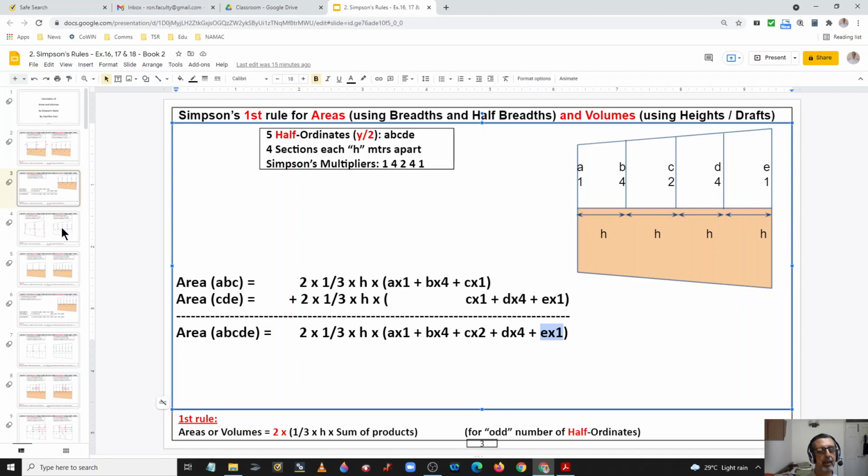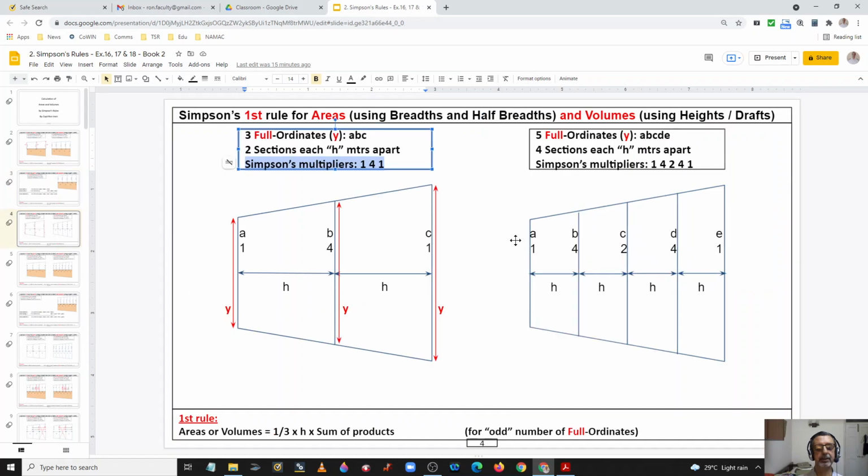We come to the full ordinates now. Simpson's rule 1 for full ordinates. Now, for being full ordinates, we say just y. We call them y. The same rules apply. The same multipliers apply, 1, 4 and 1 when we have just 3 ordinates. And the same multipliers apply when we have 5, 7, 9 ordinates.